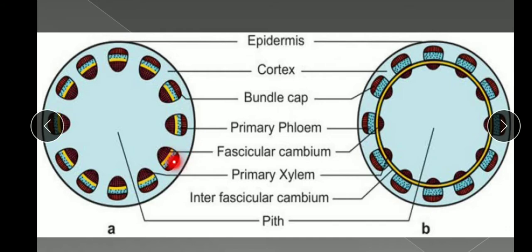It becomes active under the influence of some plant hormones, and cell division starts in the cells of the intravascular cambium.